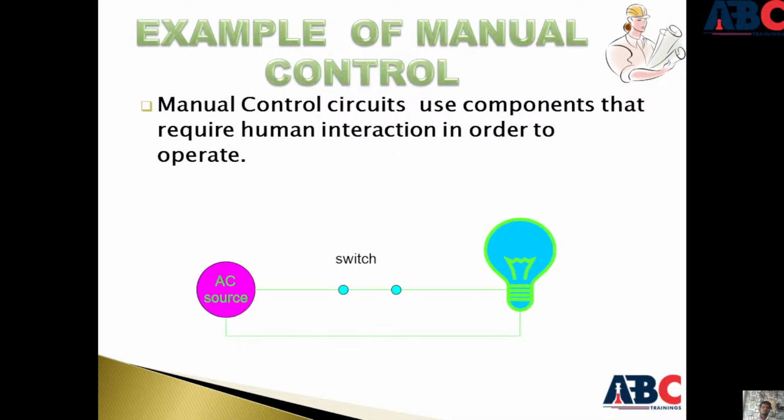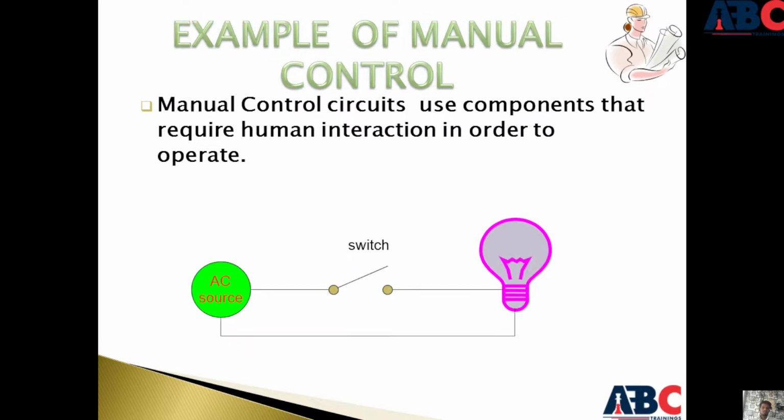Examples of manual control circuits are components that require human interaction in order to operate. Meaning a switch requires human interaction to turn it on and off.